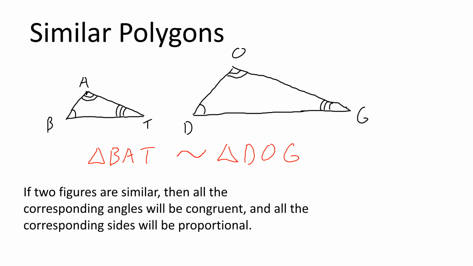Now, once we know that we have similar figures, we can say that any of the corresponding angles are congruent, which they're already labeled on this one. So I can say that angle B is congruent with angle D. Angle A is congruent with angle O. And angle T is congruent with angle G. Now, notice these are congruent, right?